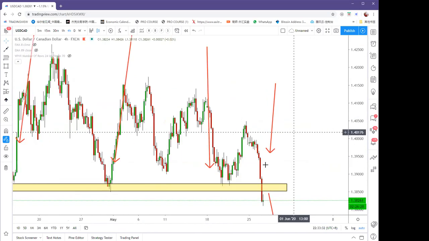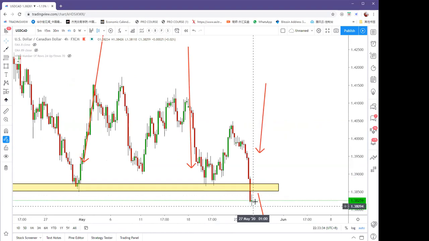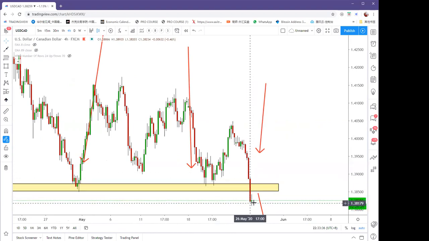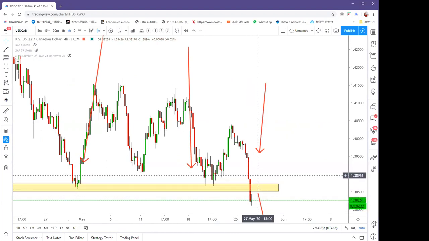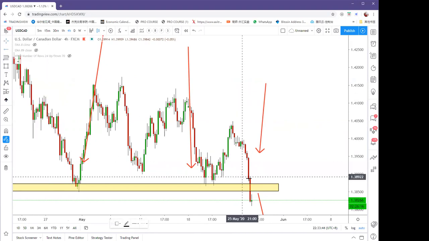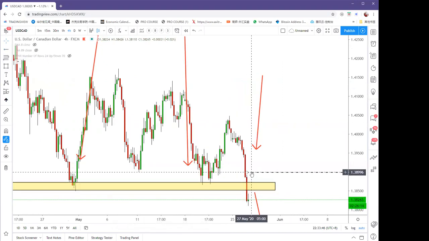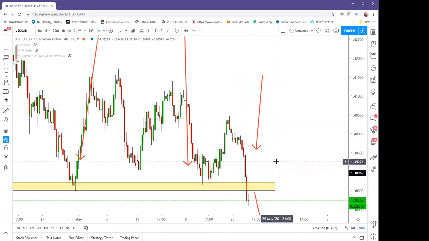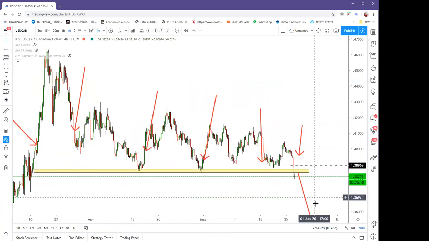It's very clear. Clean and clear trade. Break down, fail to go back, maintain below 1.3850. Go for sell. Stop loss at this red candle's high. And enjoy your profit.